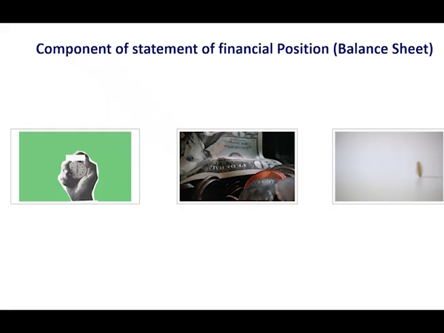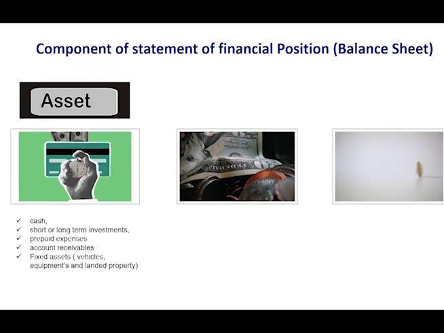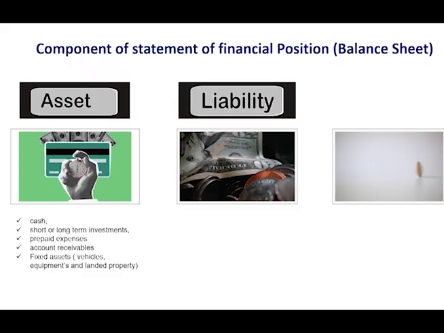Now we analyze the statement of financial position, the balance sheet. The balance sheet comprises three important components, namely asset, liability and equity. Let's discuss assets. These are tangible and intangible resources that the business owns. They represent use of funds and investment for future generation of revenue for the business. Items in the business assets usually include, but are not limited to, cash, short or long-term investments, prepaid expenses, accounts receivable, fixed assets, vehicles, equipment and landed property.